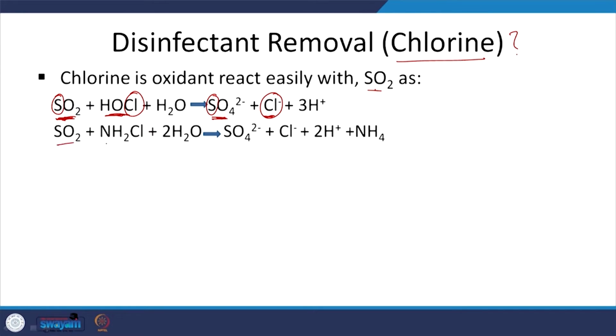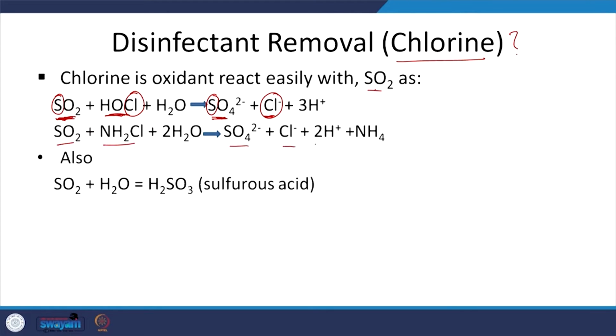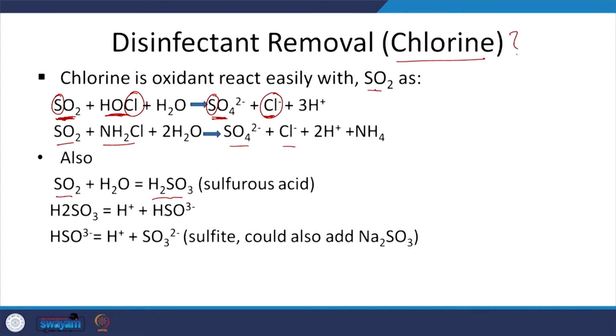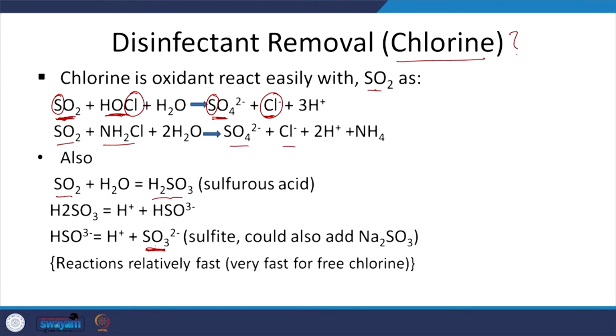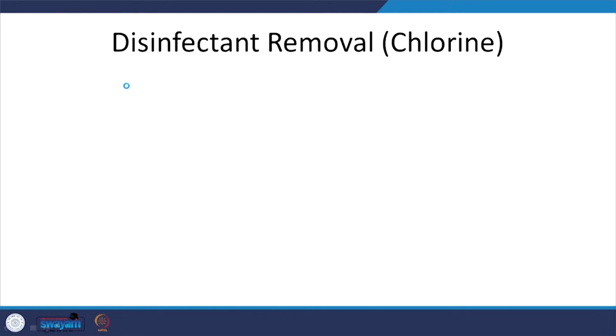And SO2 again with NH2Cl or combined types of chlorine, again different kinds of reactions, let's say. Or SO2 in water can form sulfurous acid, right, not sulfuric acid, and sometimes we can add sulfite directly, a strong reducing agent. It can be added as Na2SO3, sodium sulfite. All these are reducing agents. Why are we adding them? To take care of the high or possibly high oxidizing agent concentration. That is why we briefly looked at the redox reaction related aspects, right.